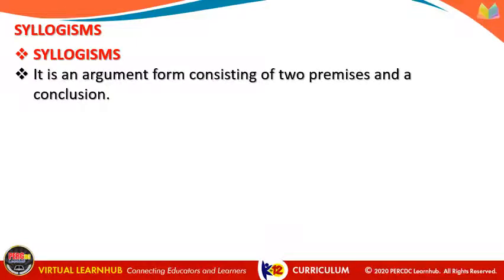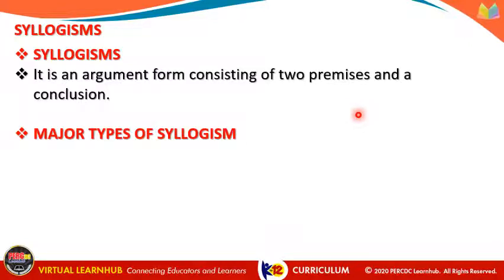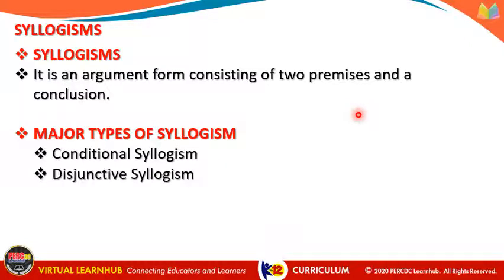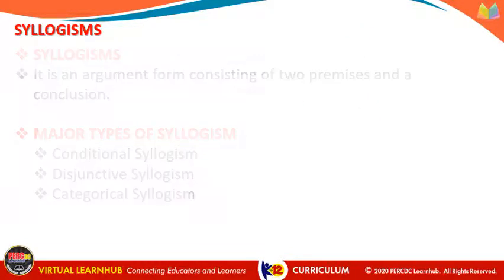Let us now go to our topic today. What are syllogisms? Syllogisms are arguments that are formed consisting of two premises and a conclusion. There are three major types of syllogisms. We have conditional syllogism, disjunctive syllogism, and categorical syllogism. Our focus on this chapter is on categorical syllogisms, so we will not go in depth of the other types of syllogisms. However, let's just define them and maybe cite one example for each.